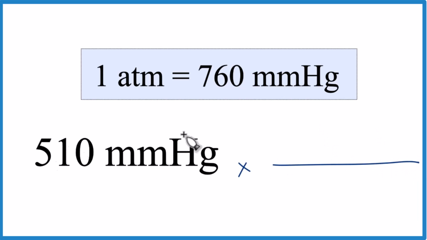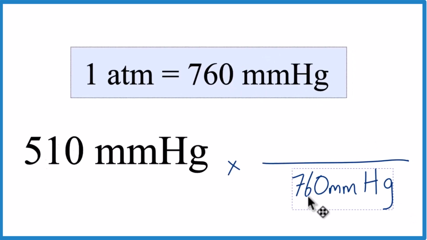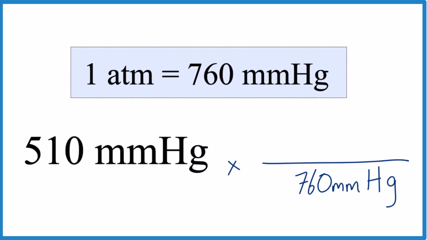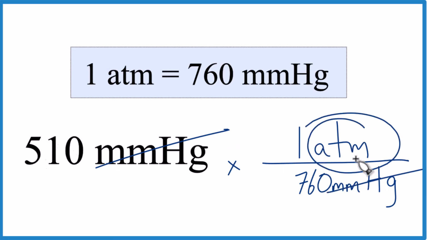So we want to have millimeters of mercury on the bottom, so that way it can cancel out. So we're going to put our 760 millimeters of mercury here in the denominator, and then the 1 atmosphere, we'll put that in the numerator. So this is our conversion factor here. When we multiply, you can see millimeters of mercury on the top and bottom, they're gone. We're left with atmospheres. That's what we want.